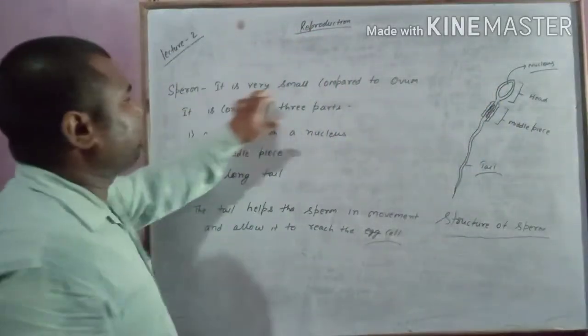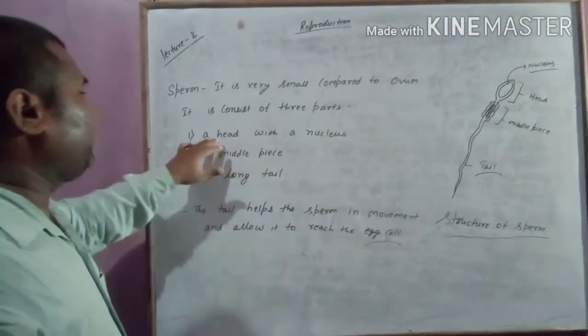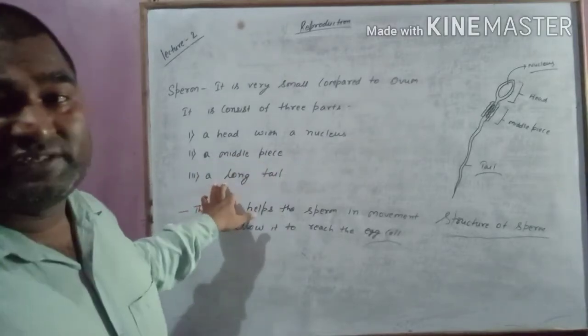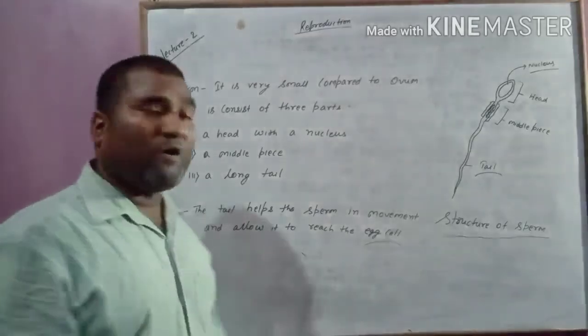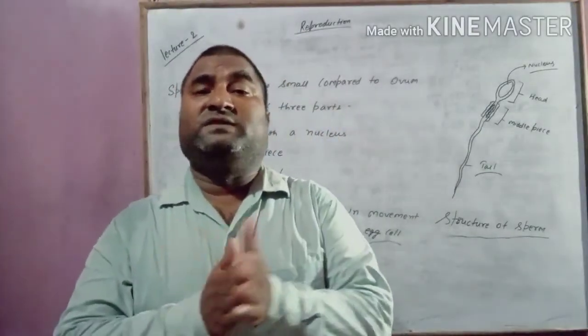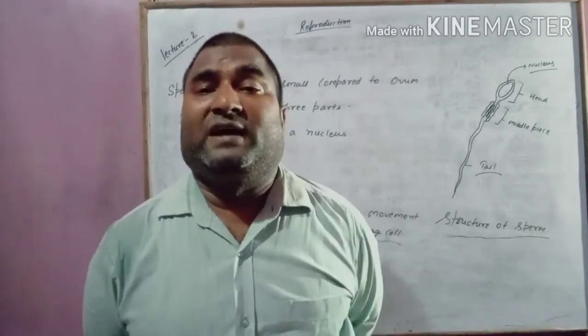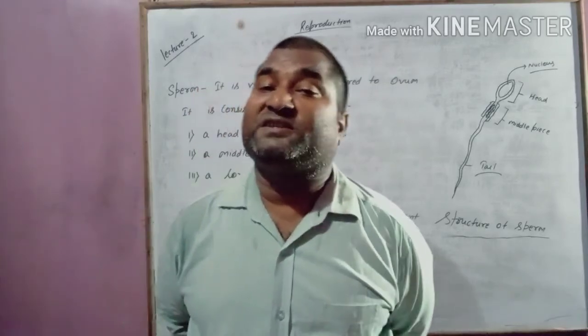So it is very small compared to the ovum. It consists of three parts: a head with a nucleus, a middle piece, and a long tail. The tail helps the sperm in movement and allows it to reach the egg cell. So this is the structure of sperm. So we have seen the male reproductive part and we have seen sperm.